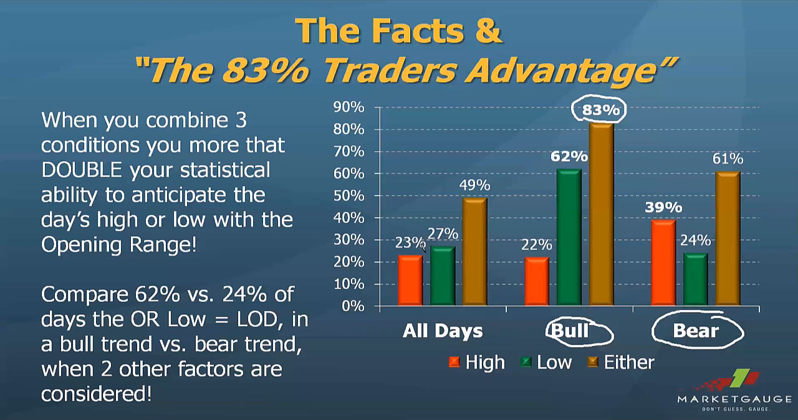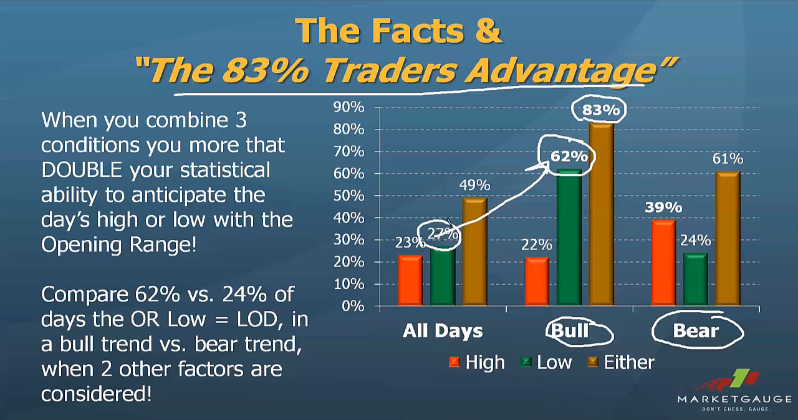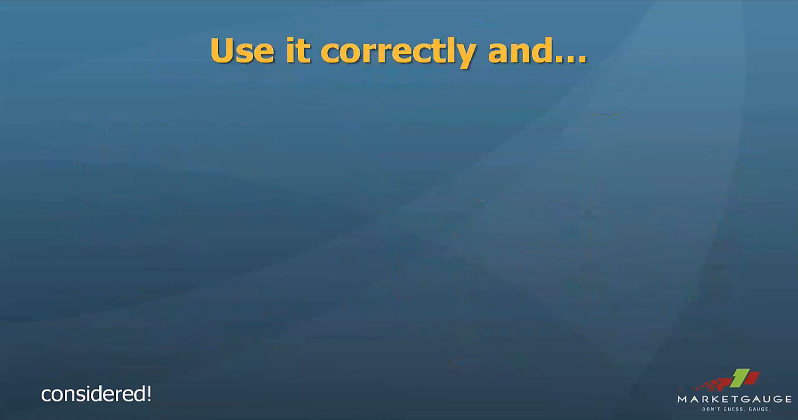Now, on any given day, 27% of the time, that first 30 minutes will be the low of the day. However, when you use the 83% trader's advantage, 62% of the time that low will be the low of the day. All right, so that's a dramatic improvement, even though 27 is great to begin with, because remember, we're talking about the first 8% of the day. All right, so that's what I mean by that trader's advantage, and we'll get back to that.